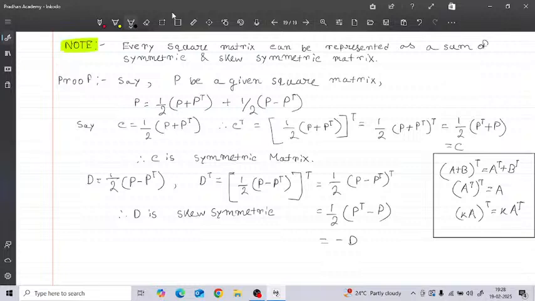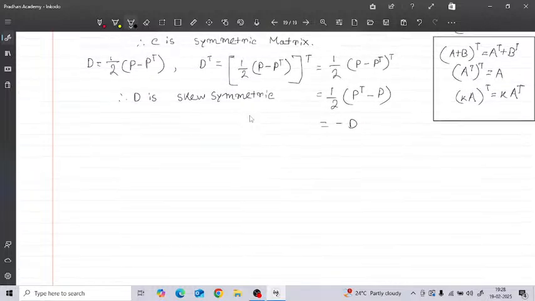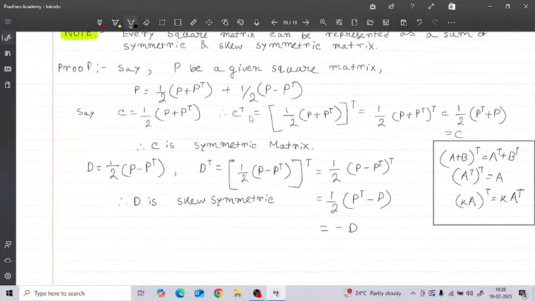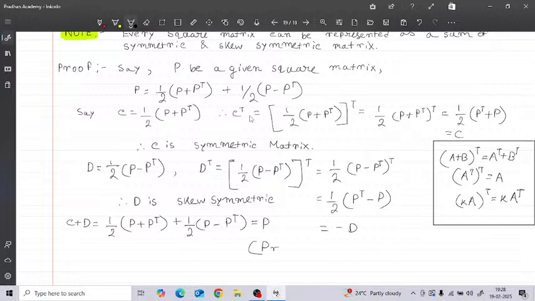And now if you take C plus D, clearly half of P plus P transpose plus half of P minus P transpose is equal to P. So it is proved that any square matrix can be represented as a sum of a symmetric and a skew symmetric matrix. So what will be the symmetric matrix? The symmetric matrix is half into P plus P transpose. And what is the skew symmetric matrix? That is half into P minus P transpose.